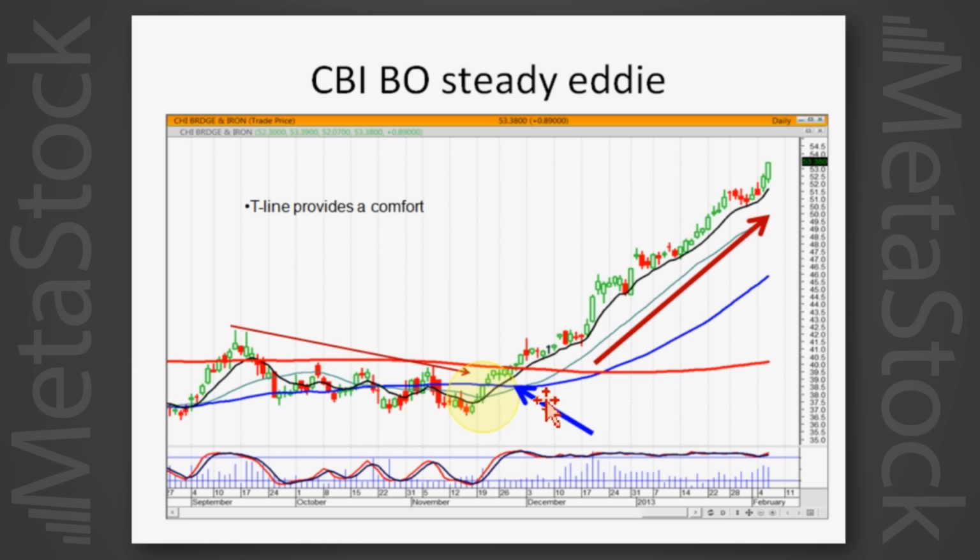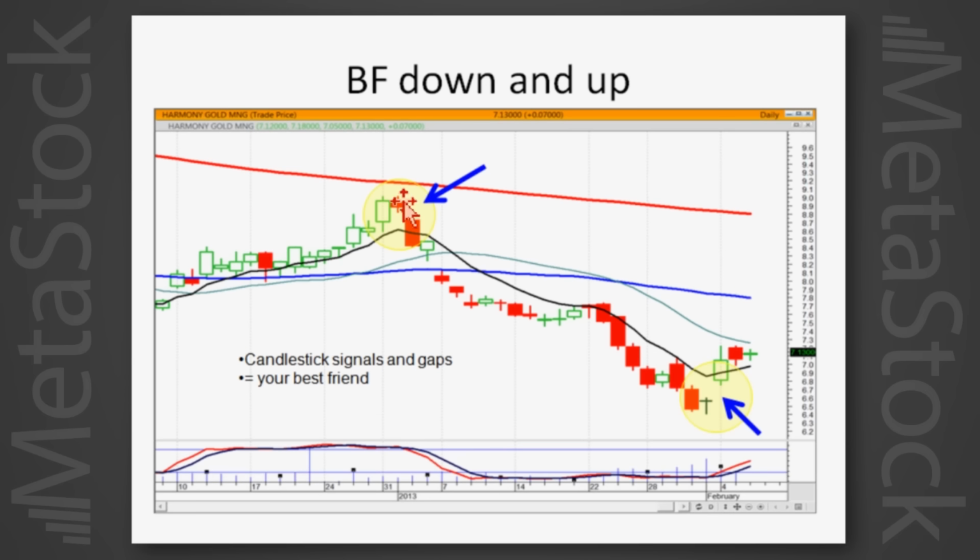And how long do we hold on to it? Again, this is where the T-line becomes a very good comfort factor. We can just stay long as it stays above the T-line. Your best friend to the downside: how long do you stay short? Do you see a candlestick buy signal and a close back up above the T-line? So I used to trade candlesticks without the T-line, and I did pretty good. But anything prior to candlesticks coming along would have been anything better.